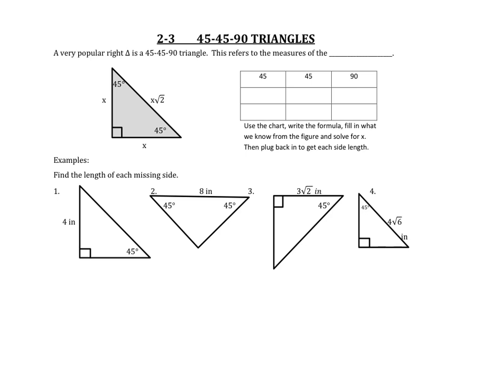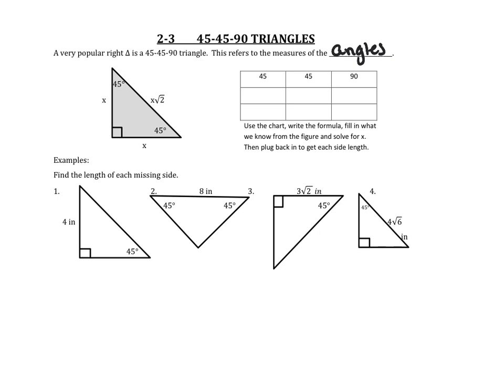Right, these are your notes on 45-45-90 triangles. The 45-45-90 refers to the measures of the angles of the triangles. So we can see that they have two 45-degree angles and a 90-degree angle.